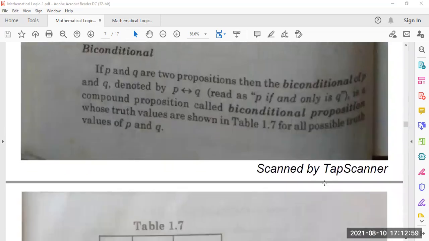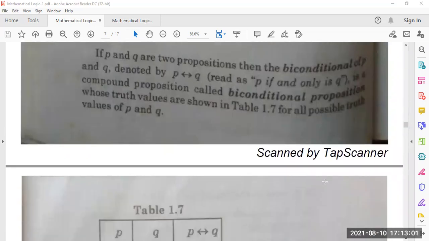Now biconditional. If P and Q are two propositions, then the biconditional of P and Q, denoted by P, the double-arrow sign, that is read as P if and only if Q, is a compound proposition called biconditional proposition. Truth tables are shown.